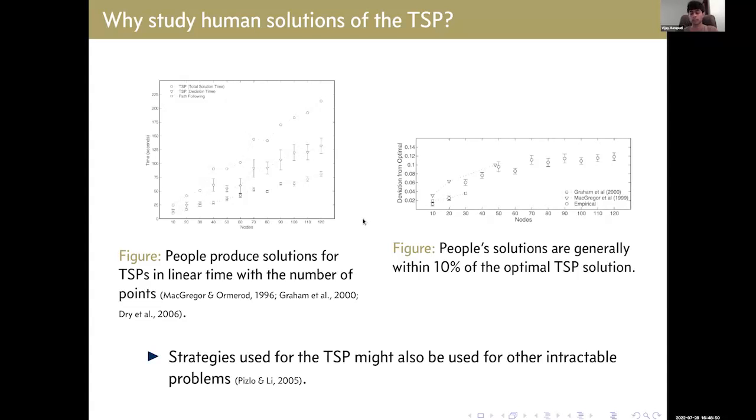And people don't seem to sacrifice solution quality to do so. If you look at the graph here, it shows that people's solutions are generally within 10% of the optimal TSP solution. And so it's interesting to know why they're so good at this task. The strategies used for the traveling salesperson problem might also be used for other intractable problems, which makes it a productive problem to study.